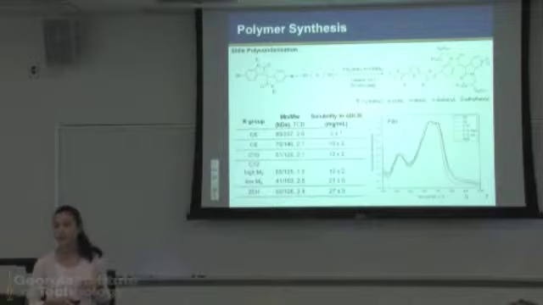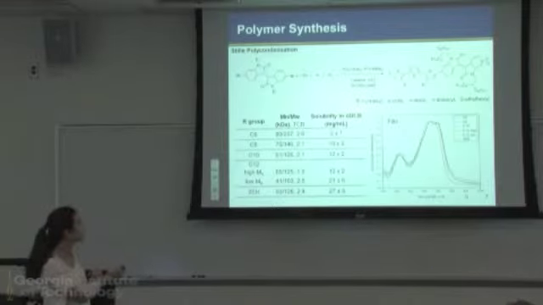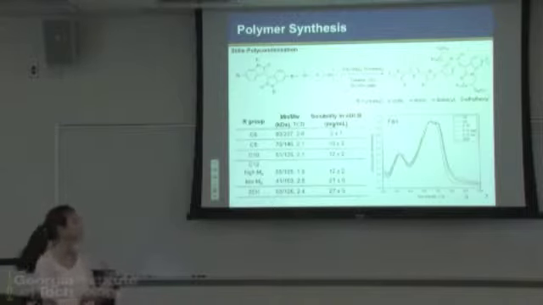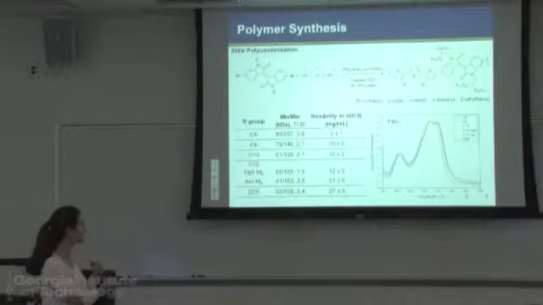So in terms of how these polymers were synthesized, we used Stille polycondensation to yield a family of 6 polymers with different side chains. And so you can see that we can change the solubility of the polymer by changing the length of the side chain. We can also change the solubility by changing the molecular weight of the polymer.